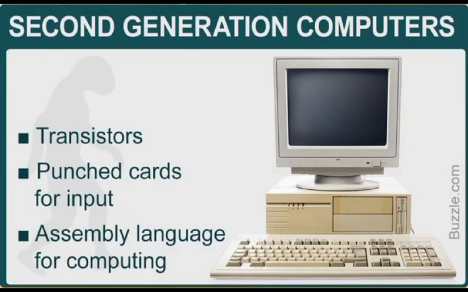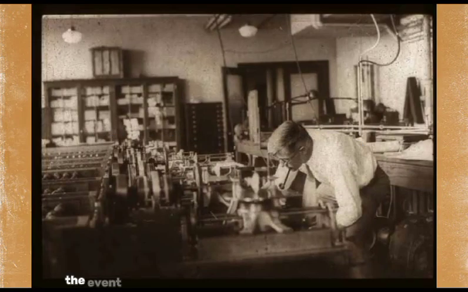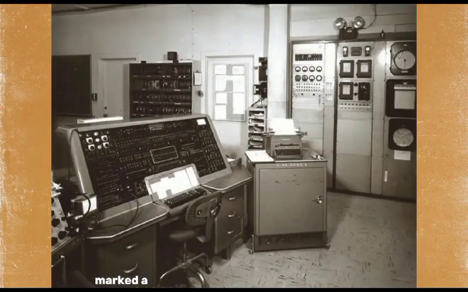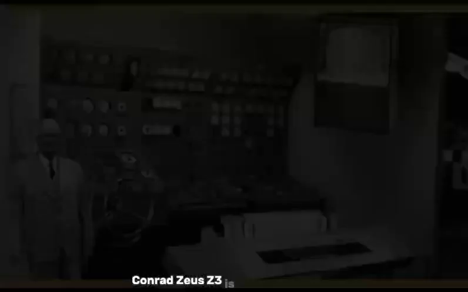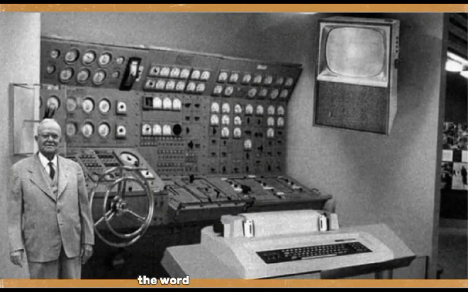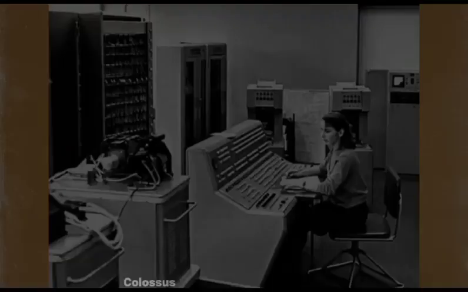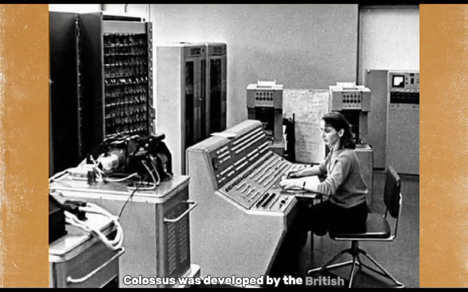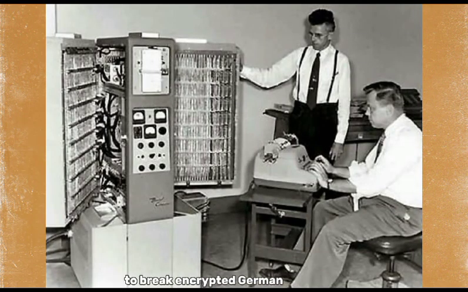Early electronic computers from 1930s to 1950s. The advent of electronic components such as vacuum tubes marked a significant advancement in computing. Konrad Zuse's Z3 is often considered the world's first electromechanical programmable computer. The Colossus was developed by the British during World War II to break encrypted German messages.